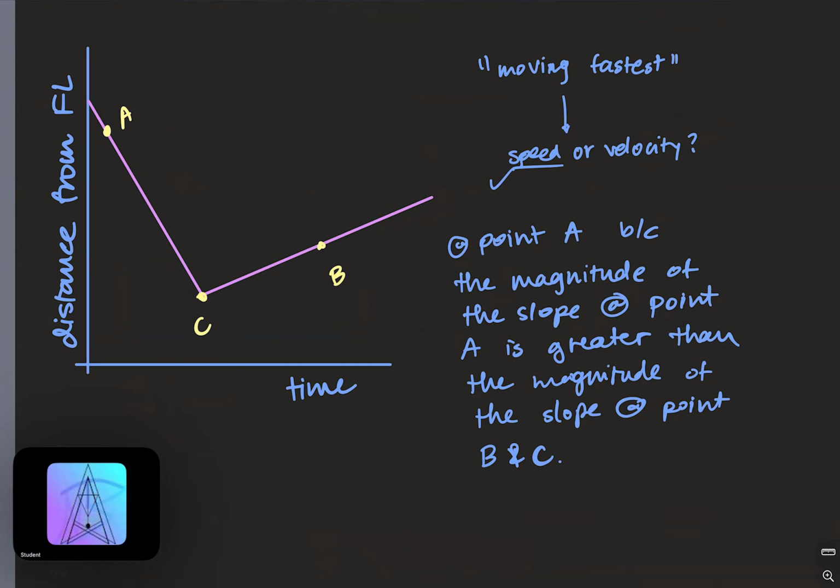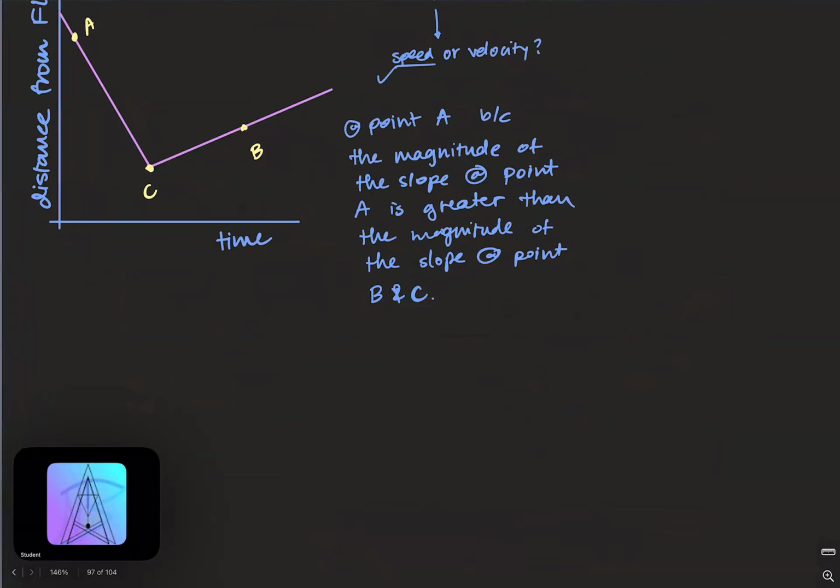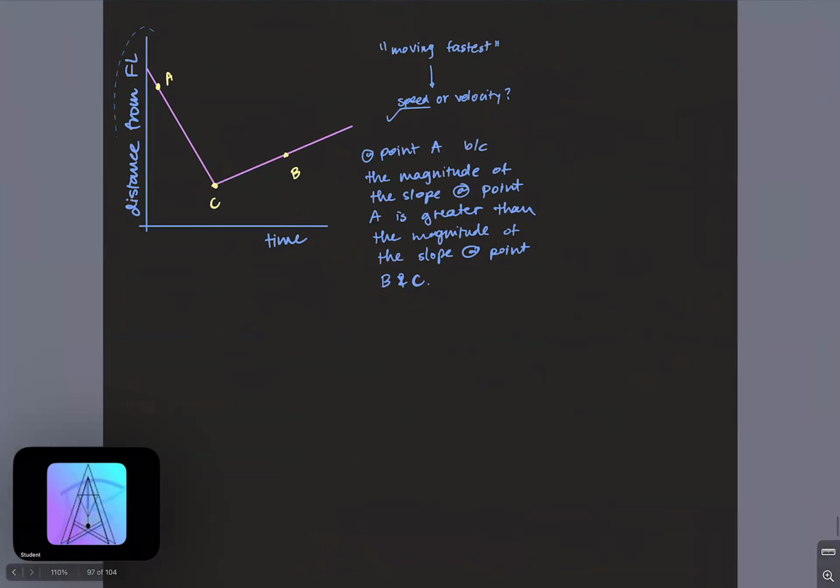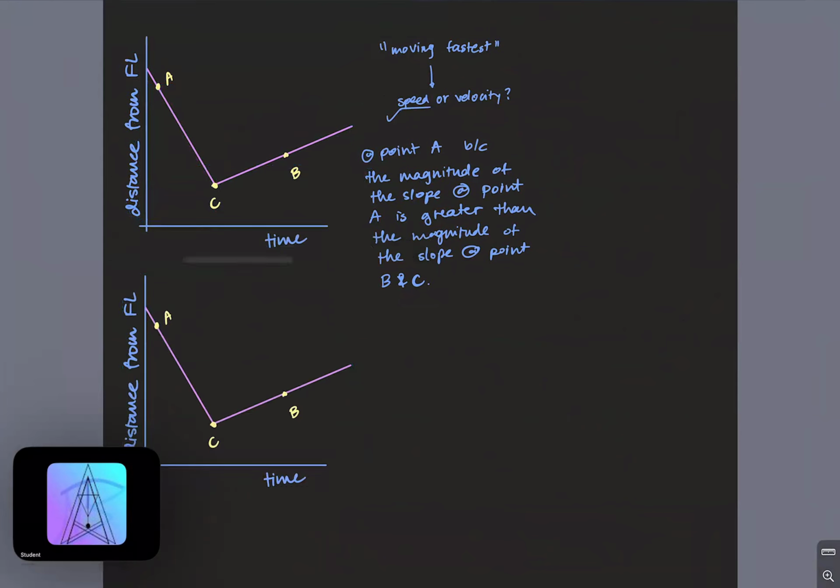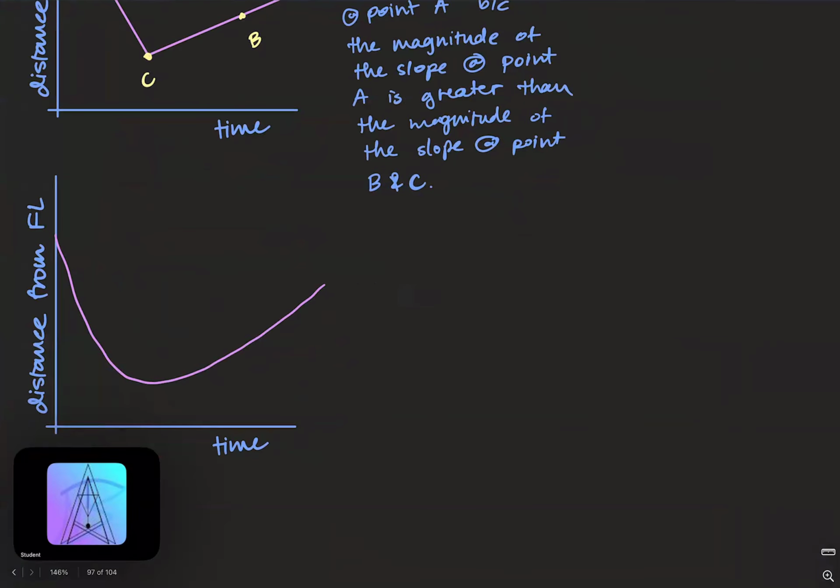A more realistic graph would look like a curve. Yes, exactly. So something like that. Actually, maybe something like that, kind of reflecting this graph, right? Correct. Okay.